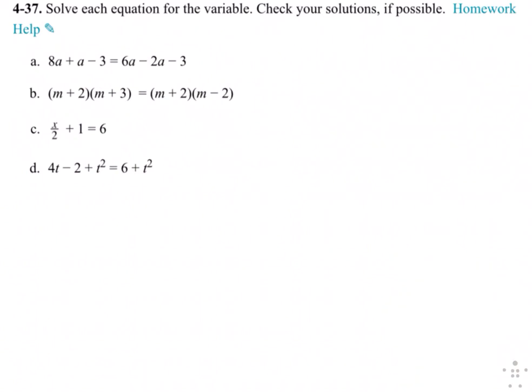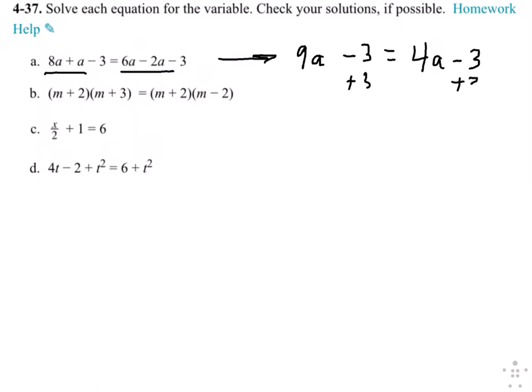Okay, 37 wants us to solve equations, so let's just do this. So I'm going to do them over here, right? For A, we have 8A and A, that's 9A, minus 3 equals, and then on this side we have 6A minus 2A, that's 4A minus 3, right? I can add 3 to both sides, right?